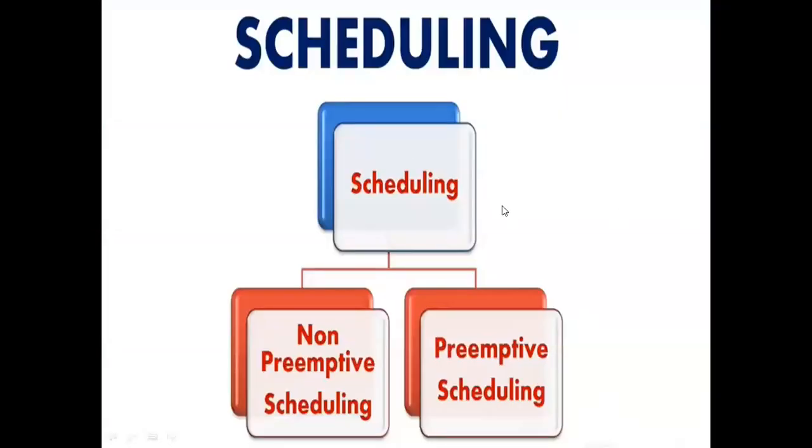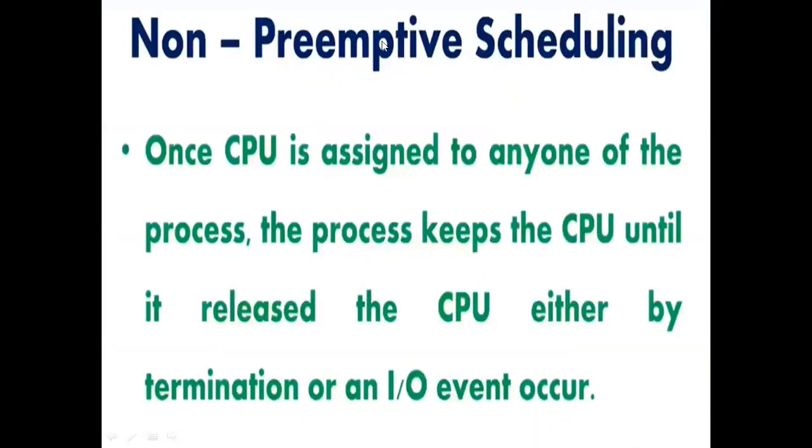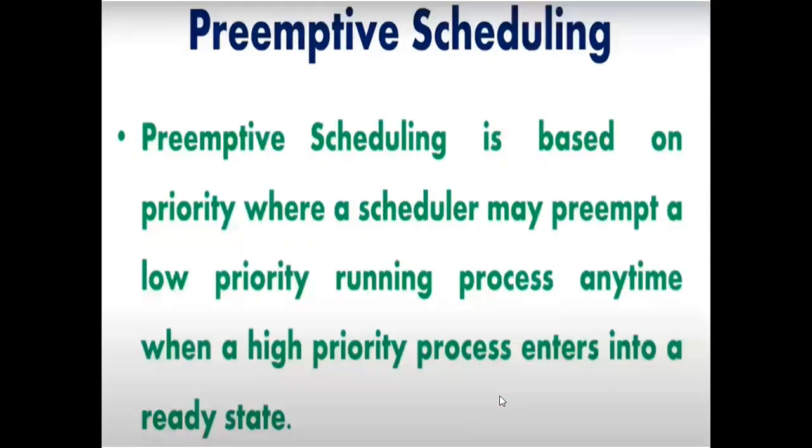We can divide the scheduling process into two types. One is non-preemptive scheduling, the other one is preemptive scheduling. We'll see about non-preemptive scheduling first. Once the CPU is assigned to any one of the processes, the process keeps the CPU until it releases the CPU either by termination or when an I/O event occurs. So this process will keep the CPU until it is released by termination or an I/O event.